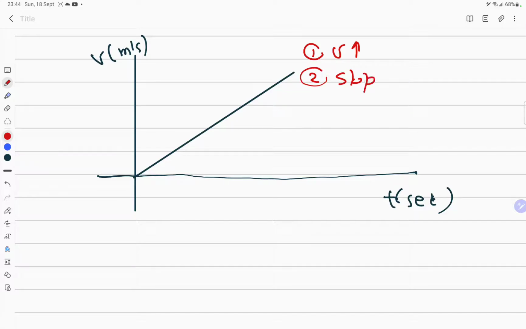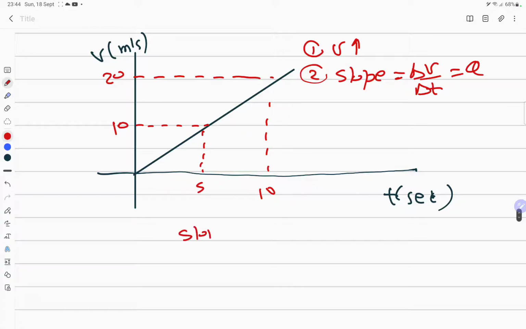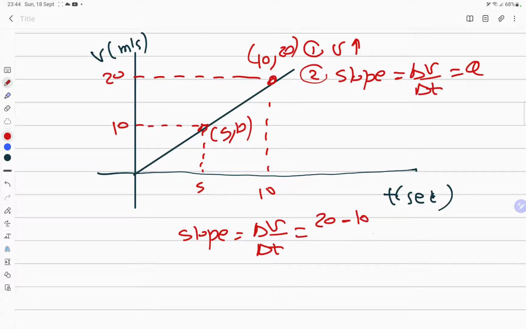Second, the slope has a value delta v over delta t, and that's equal to acceleration. As an example, let's say this is 10, this is 20, this is 5, this is 10. So what's the slope? The slope is equal to delta v over delta t, which is equal to delta y over delta x. This point is 10, 20, this point is 5 and 10. So that's going to be y2, which is 20, minus y1, which is 10, over x2, which is 10, minus x1, which is 5. 20 minus 10, 10 over 5, and that's equal to 2 meter per second square.